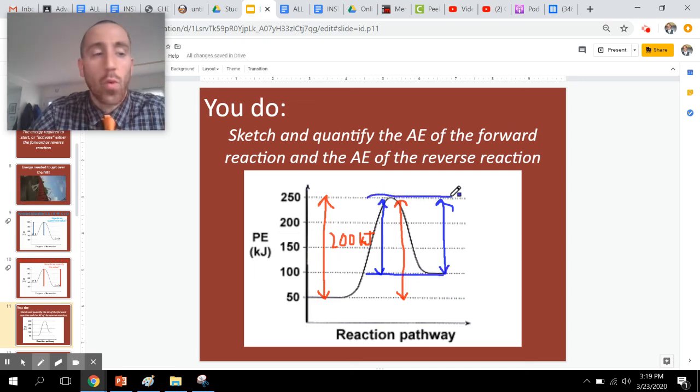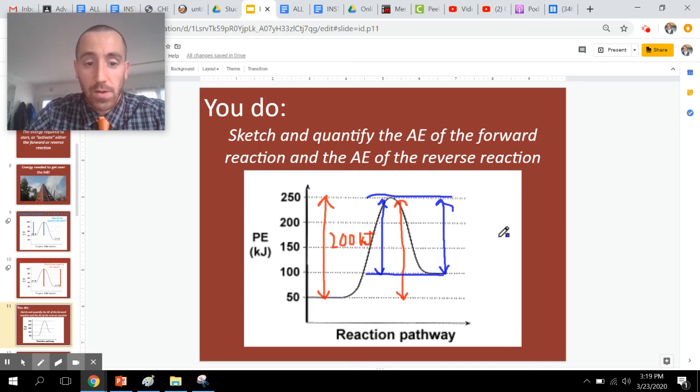Now, what is that quantity of energy? Well, we are going to 250, but we're only going down to 100. So 250 minus 100 will be 150 kilojoules of energy. So that is the quantity of the activation energy of the reverse reaction.